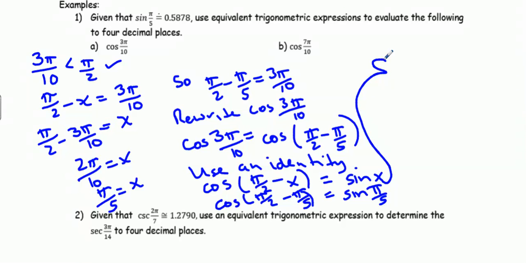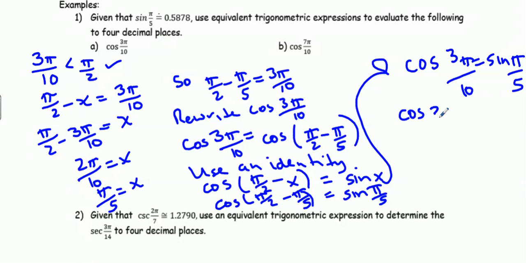You with me? And I know that the cos of pi by 2 minus pi by 5 is 3 pi by 10. So the cos of 3 pi by 10 is equal to the sine of pi by 5. And now I've related these two. So I know that the cos of 3 pi by 10 is equal to 0.5878.